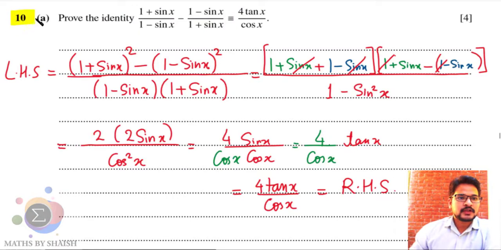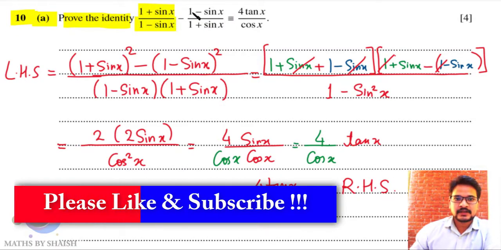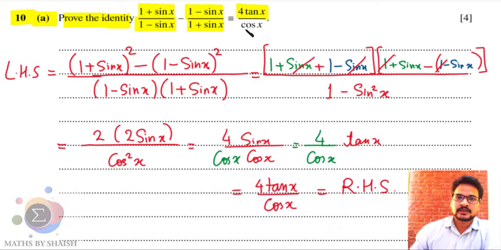Here's the 10th question, A part. Prove the identity (1 plus sin x) over (1 minus sin x) minus (1 minus sin x) over (1 plus sin x) is equivalent to 4 times tan x over cos x. So we are going to prove it starting with the left hand side.